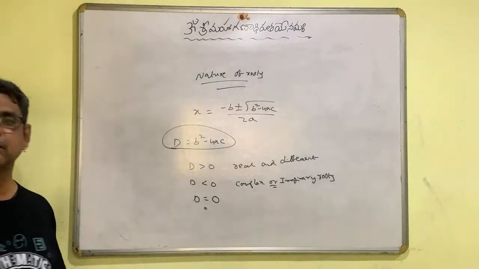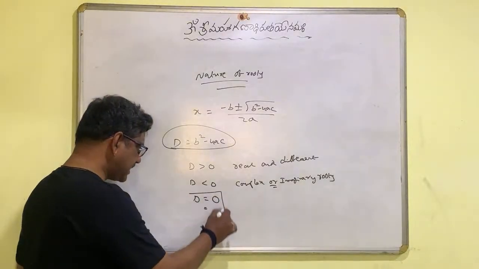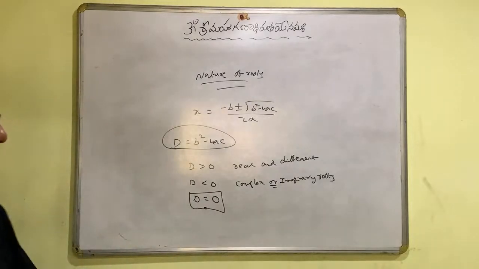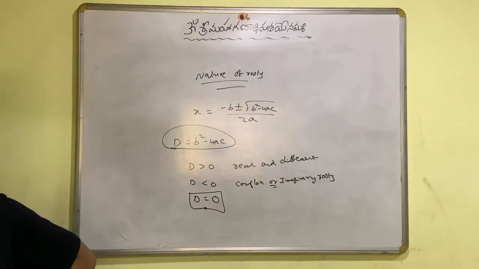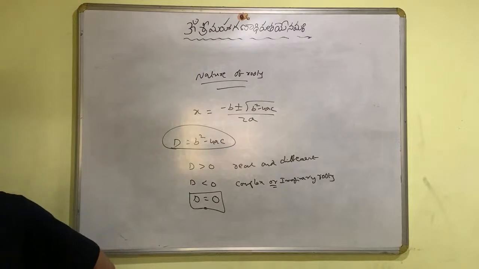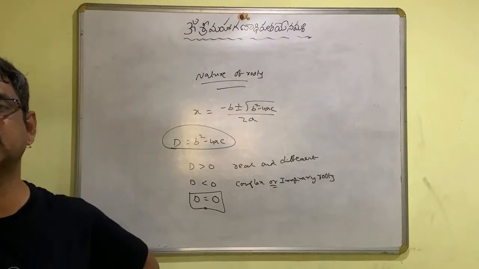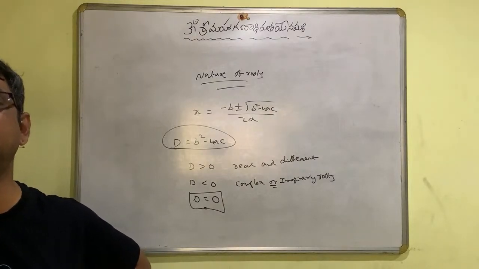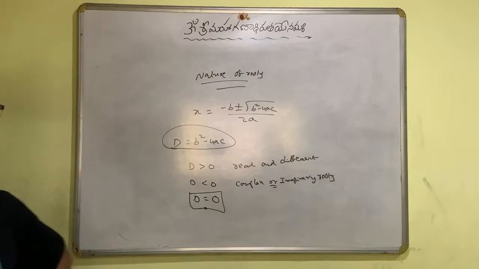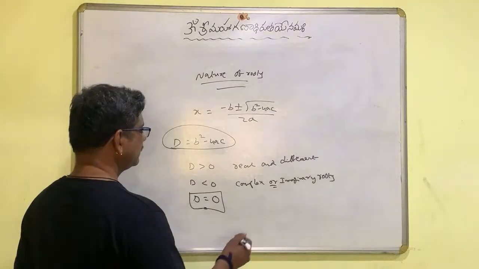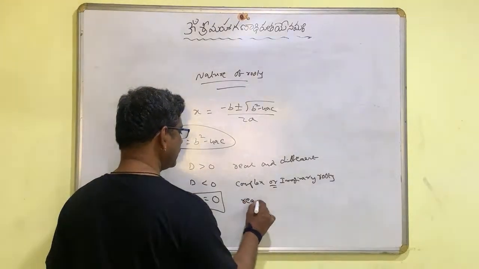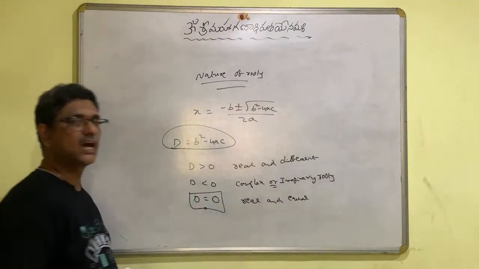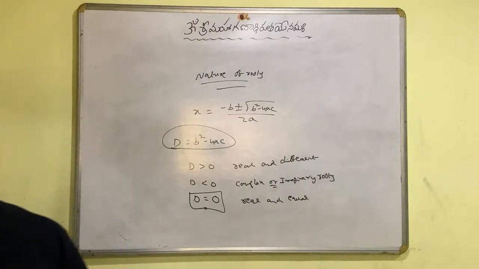About this discriminant value 0, it has an important role in 10th class. So he can ask many questions on D is equal to 0. So when the discriminant is 0, the roots are real and equal. Okay?